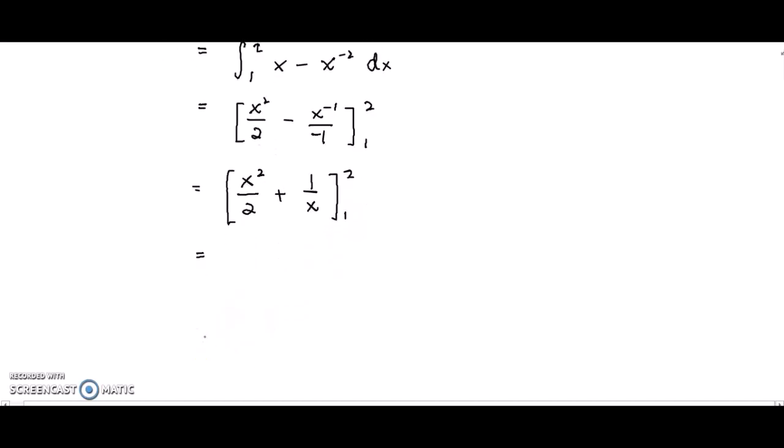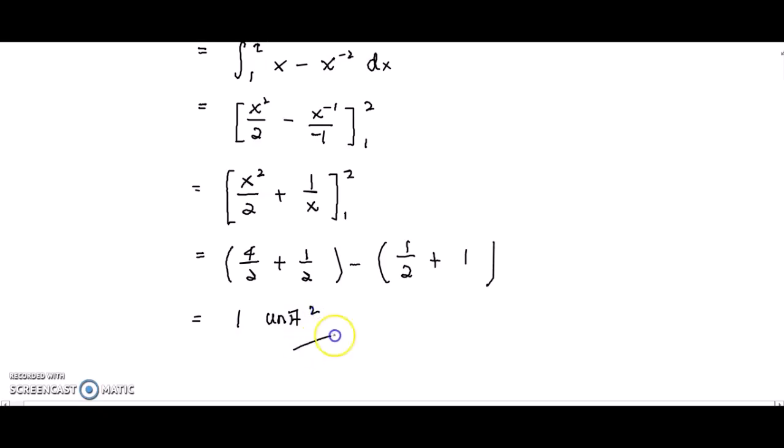Now insert the upper limit and lower limit. Provide 2 brackets first. And put in the 2 inside, you have 4/2 plus 1/2. Minus, put in 1 inside, you have 1/2 plus 1 over 1, that is 1. Finally, you will have 1 unit square.